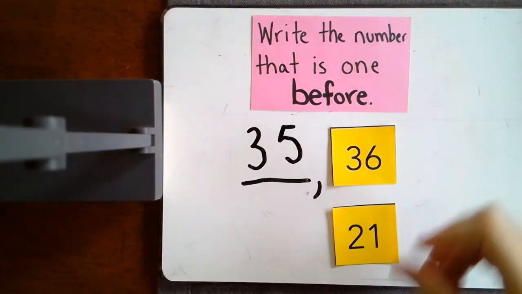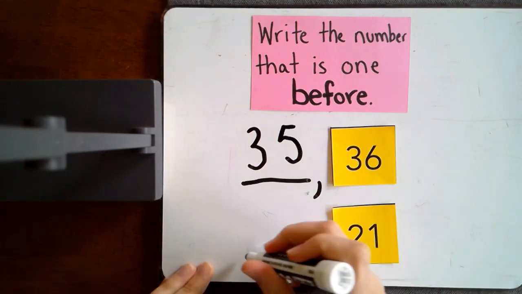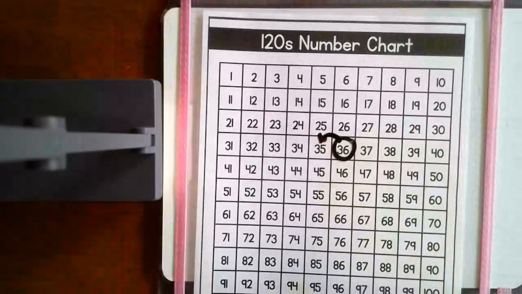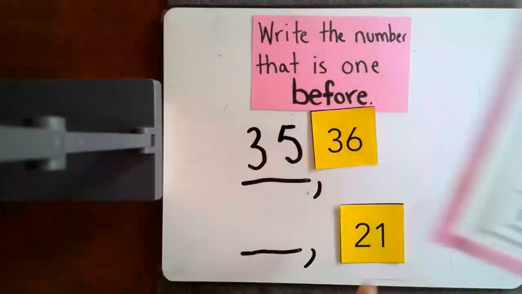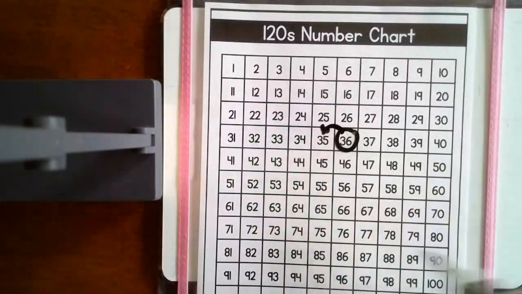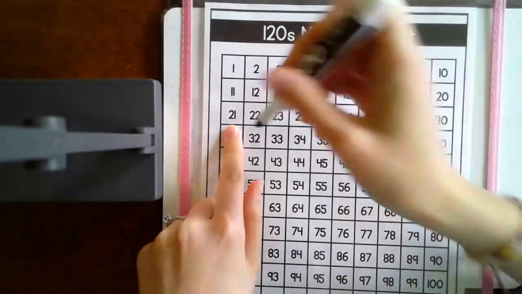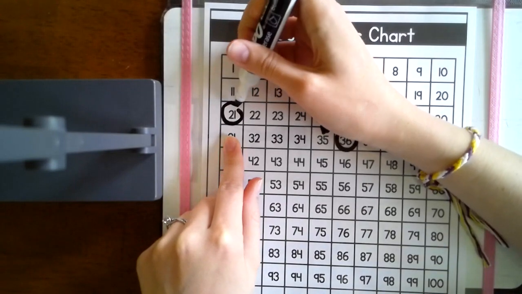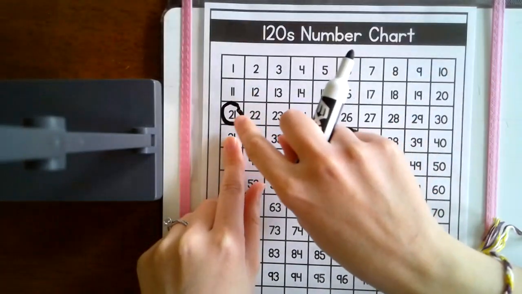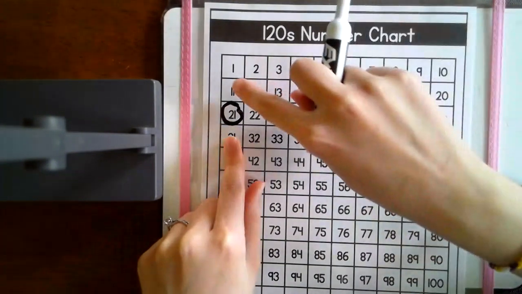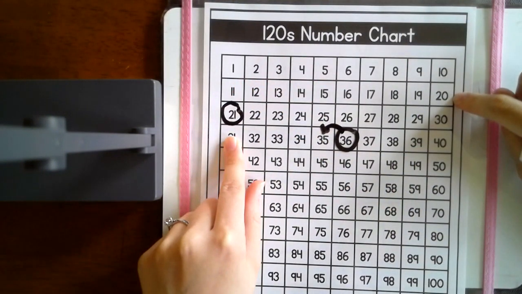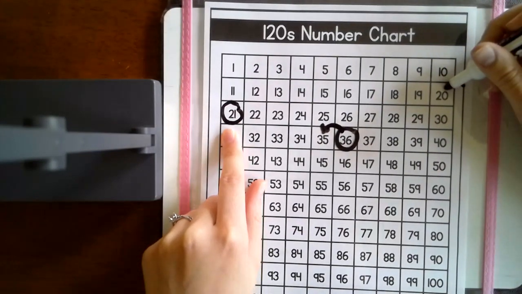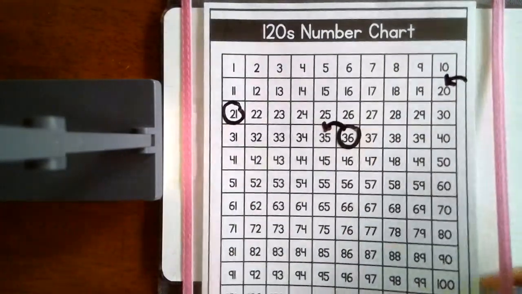The same direction, again, write the number that is 1 before. Again, I'm going to come to my numbers chart. I'm going to find where 21 is. Look in the 20s row. Here's 21. I'm going to look 1 before. There's no number right there. Well, that means I have to go back to the row above it and I go to the last number, because that's the last spot in that line. So the one before 21 is 20.